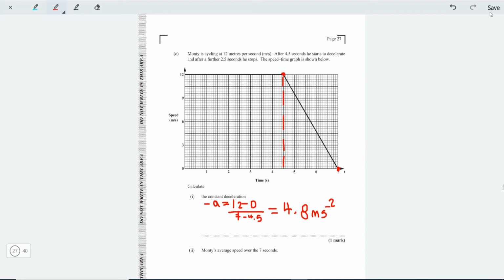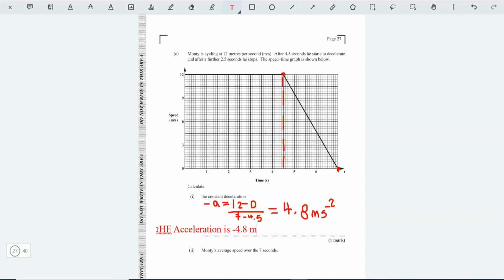Now you might wonder what happened to the minus sign. You might say, sir, why do you not have a minus sign? The answer is, I said the deceleration is 4.8. So in other words, the acceleration is negative 4.8 meters per second squared. When you're negatively accelerating, you're decelerating. But since we already use the term decelerating, we know it's negative acceleration, so we don't need to put a minus sign. That's all I'm saying.